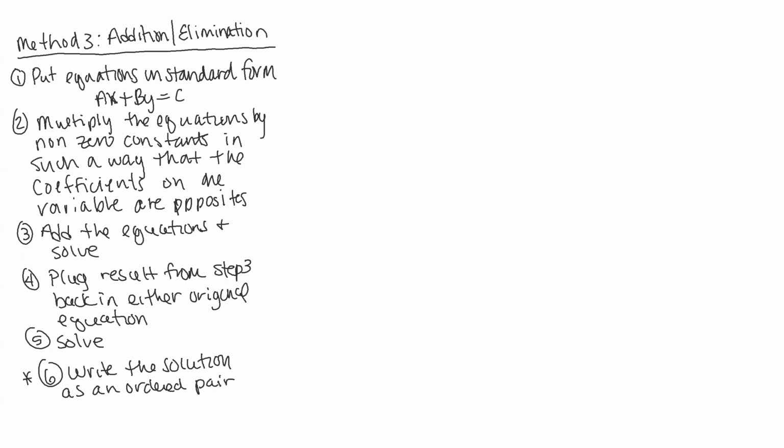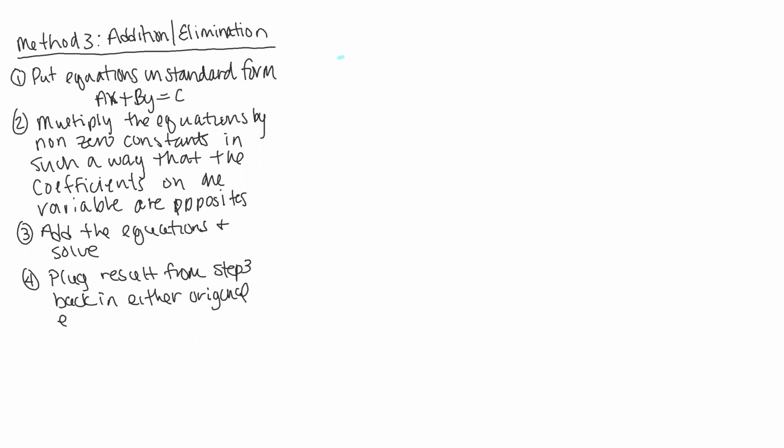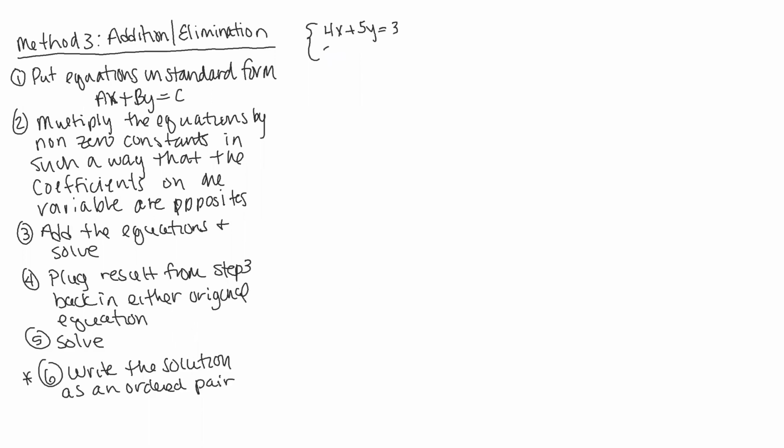All right, now let's look at 2 examples. Let's do this one first. So for the first example, let's say that we have 4x plus 5y equals 3. And then we have 2x minus 3y is 7. Okay?